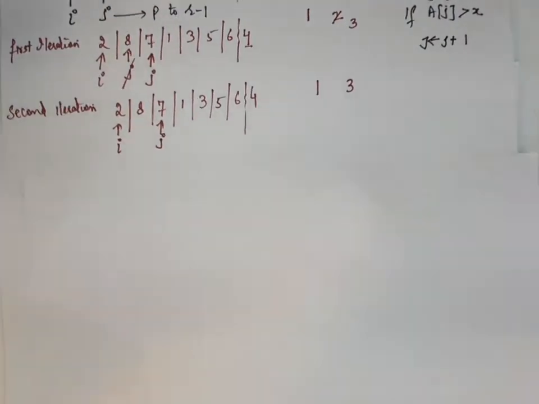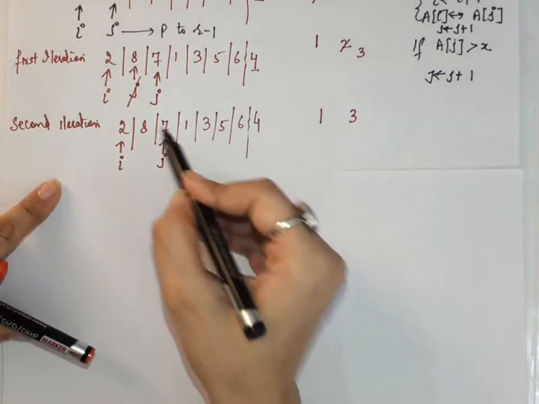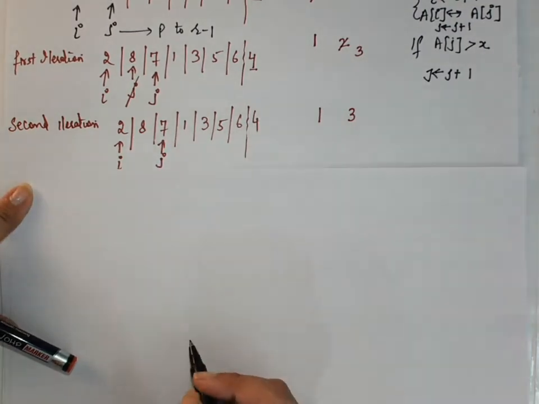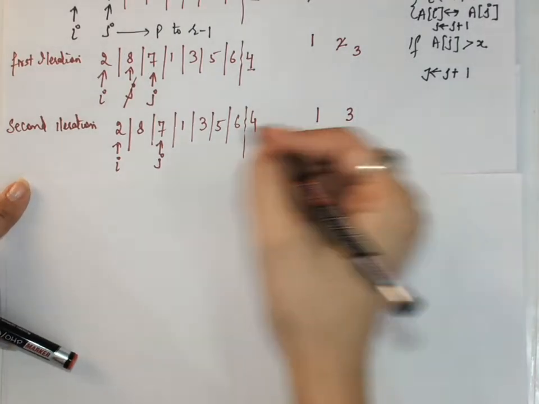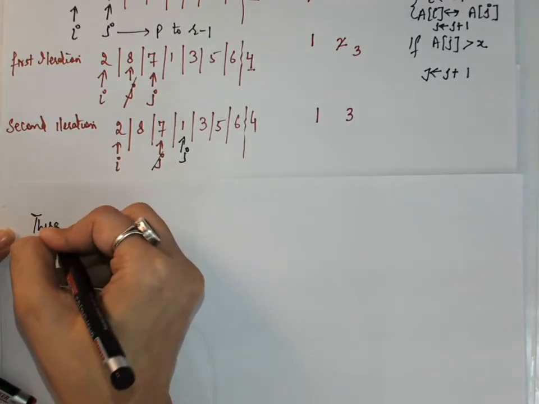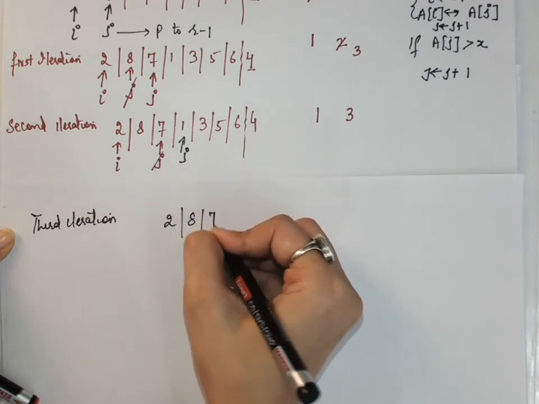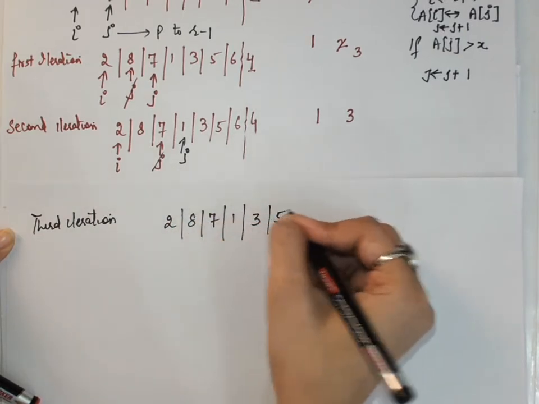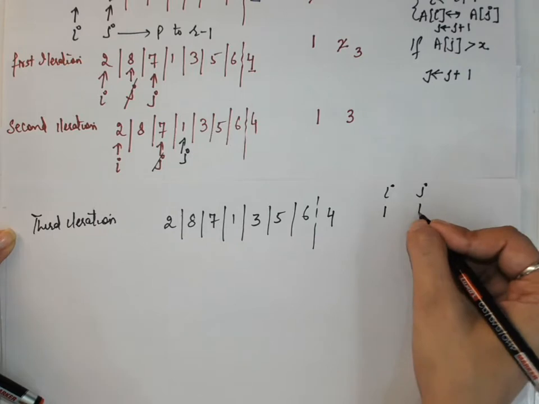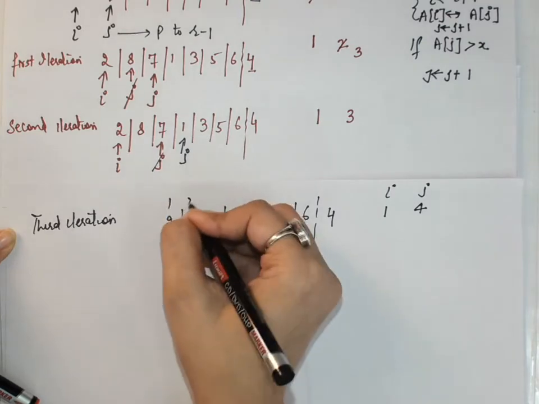Now j is equal to 3. Now compare a of j with your pivot element. Again 7 is greater than 4, it means no action is required, simply increment j by 1. So after the third iteration, my i will be 1 and j will be 4. That is, j is here, i is here.